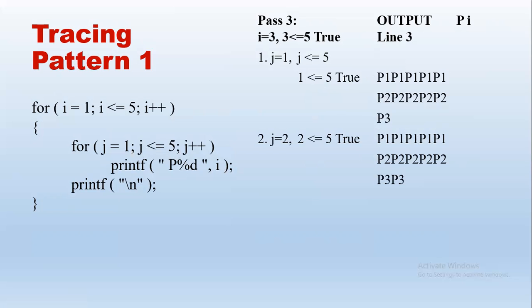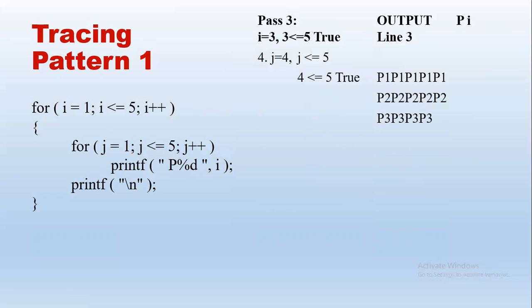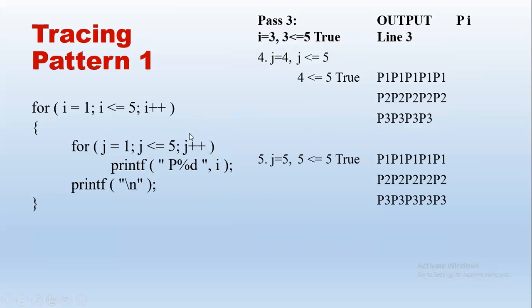P3 is printed the second time in line 3. Similarly, when J is 3, P3 prints the third time. Next, when J becomes 4, P3 is printed the fourth time. And when J becomes 5, P3 is printed 5 times. Right? So here we got line 3 completed.